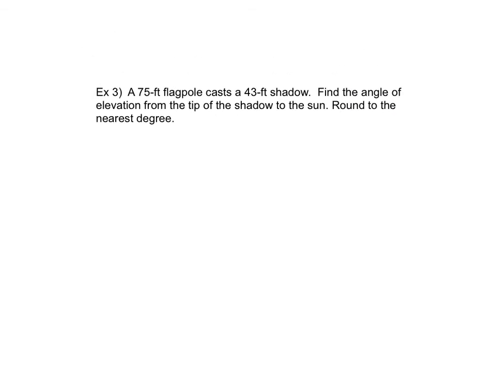Here's an example using some of these. So let's say we had a 75-foot flagpole casting a 43-foot shadow. So if I drew a flagpole, it doesn't have to be fancy. Shadows, of course, are going to be falling on the ground. So we know the flagpole itself is 75 feet. The shadow is 43 feet. The flagpole and the ground should make a right angle.